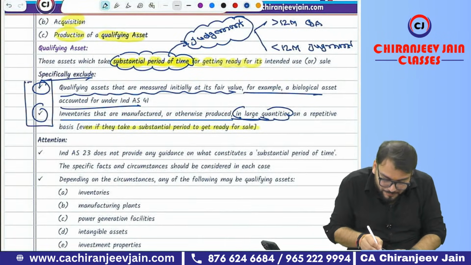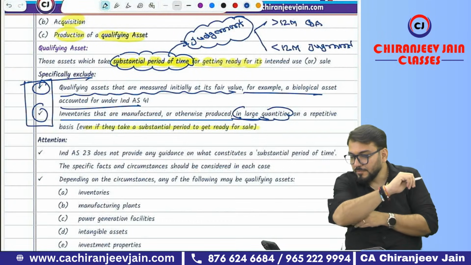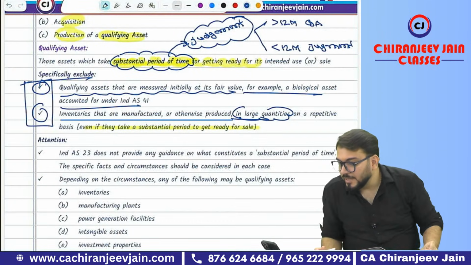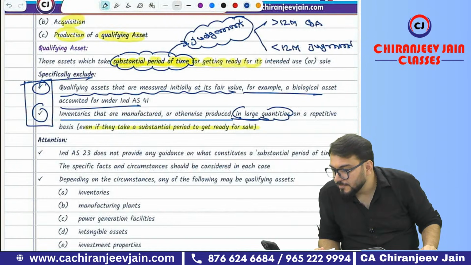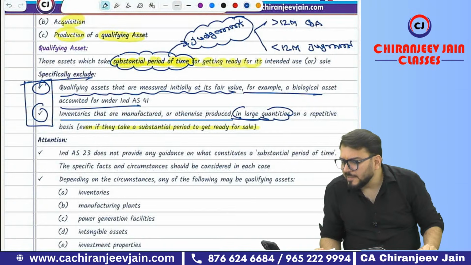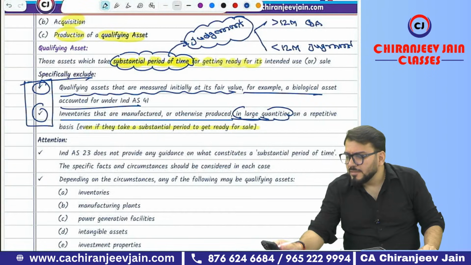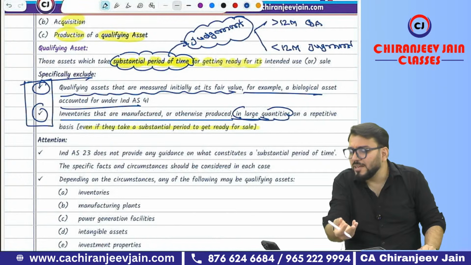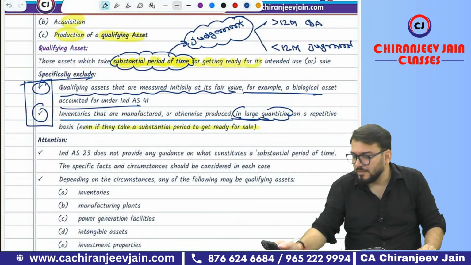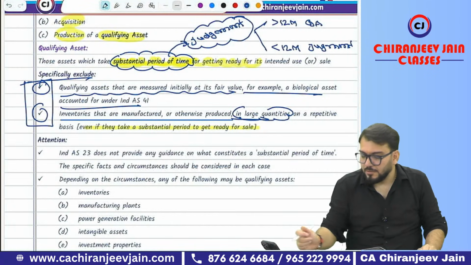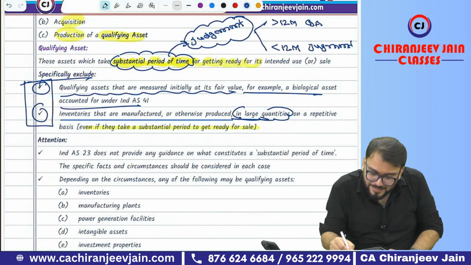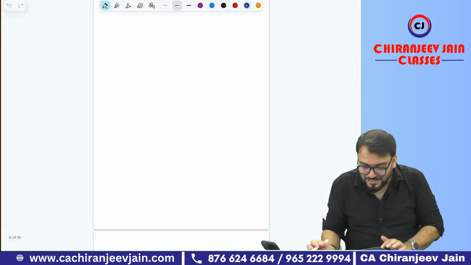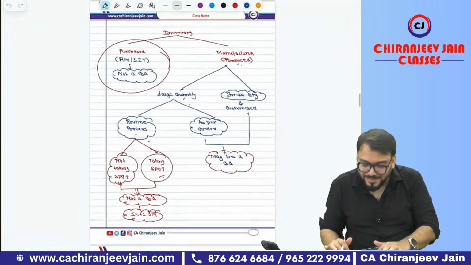Correct? A shipbuilding company constructing a ship, it is a qualifying asset because it will take a substantial period of time. Acha, inventory, if you have doubt, let me explain clearly. I was not supposed to take that because it is not so important from the examination point of view. Let me explain that.